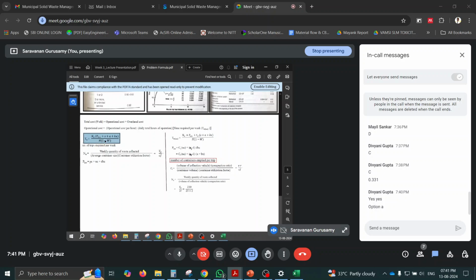NW (PHCS plus S plus A plus BX) by H into 1 minus W. So H is 8, W is 0.15. NW is number of trips required. For that, we can calculate from the total quantity of waste by average container size and container utilization factor. Everything was given in the question. And then PHCS we have calculated now only. Plus S. S is on-site time that is given. Then this A plus BX is based on the H value. So that A plus BX you can see.